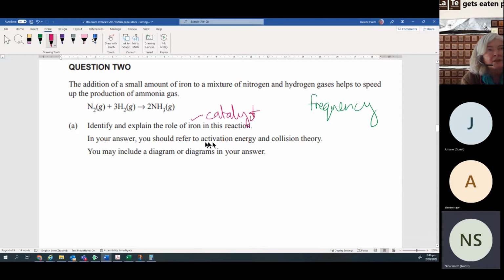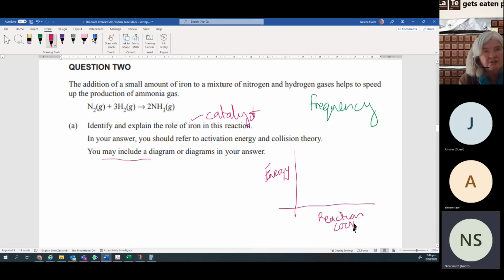Now, when it says you may include a diagram, I would always do it. So basically the diagram they want here is you've got energy on this side, you can just call it E, and this is just the reaction coordinate, or as the reaction proceeds. Don't say time, just say reaction coordinate. And pretty much you've got your reactants, N2 and H2.